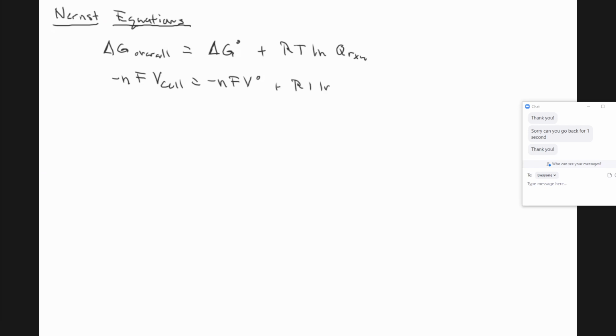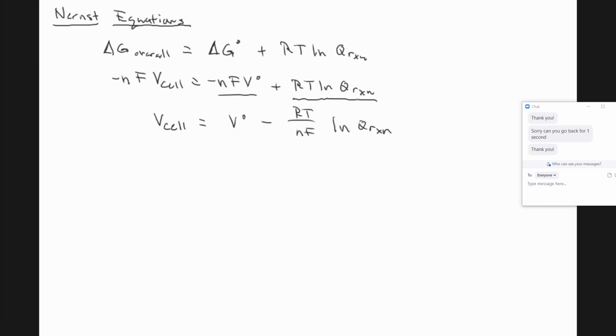Plus RT times the natural log of Q. So this is the standard that we started with. This is the variation that we have as that battery begins to drain. And this is the overall voltage of the cell. So if we divide everything by nF, because those are basically constants, the voltage of the cell is going to be the standard voltage that you get from your calculations from the oxidation and reduction potentials minus RT all over nF times the natural log of the reaction quotient.